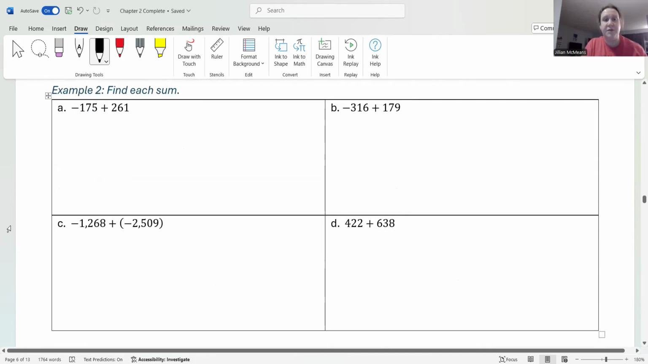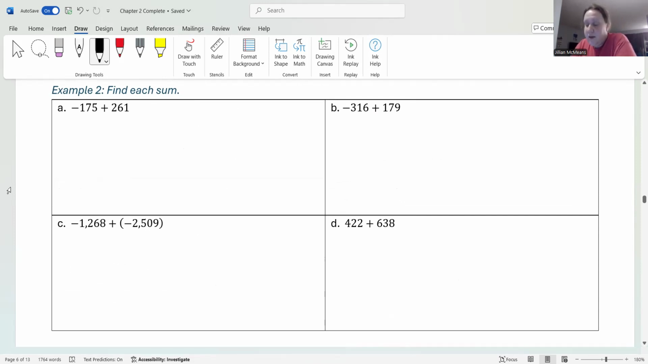So example 2 says find each sum, and we have 4 parts to example 2, okay? So for part A, we have negative 175, and we're going to add positive 261. So we are adding two numbers that have different signs, okay? So when you have different signs, you subtract. You want to find the difference in the positive and the negative. Well, the absolute values are 175 and 261.